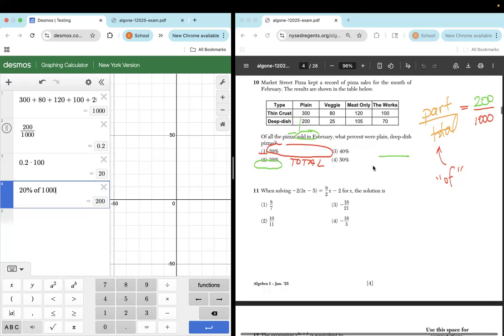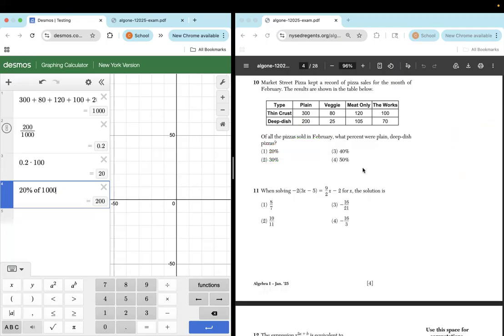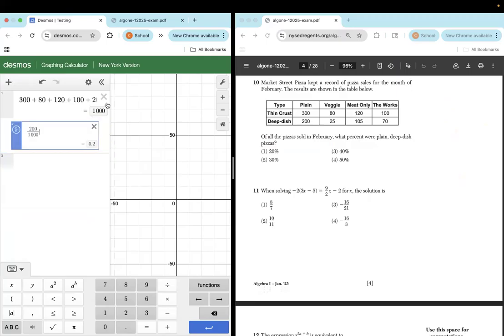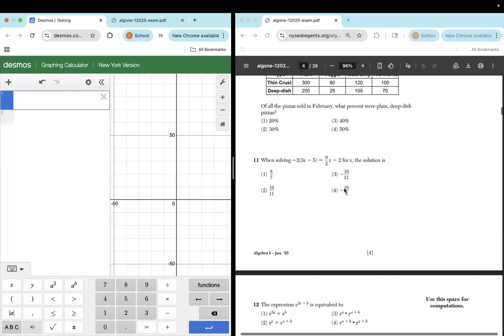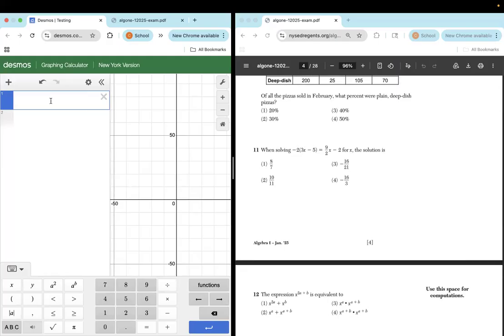All right. When solving -2 times 3x minus 5 equals 9 over 2x minus 2 for x, the solution is... Another question where Desmos is going to be super helpful. Anytime there is an equation, usually we can use Desmos to solve it. Okay, so we're going to type in the equation, and it's going to show us the solution. Let me show you how.